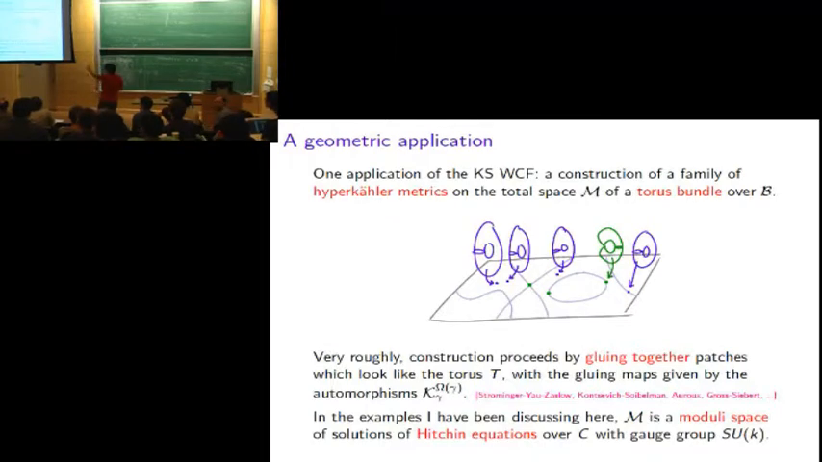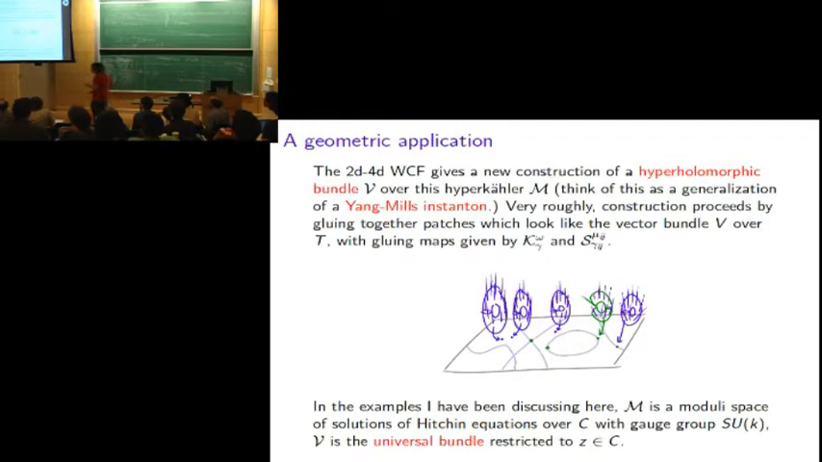In the example I was telling you here, this M is going to be a moduli space of solutions of Hitchin equations on the curve. What I want to say is that the 2D4D wall crossing formula gives an extension of that business where this thing has grown some hair. So what does it mean? What it means is it has a vector bundle over it.